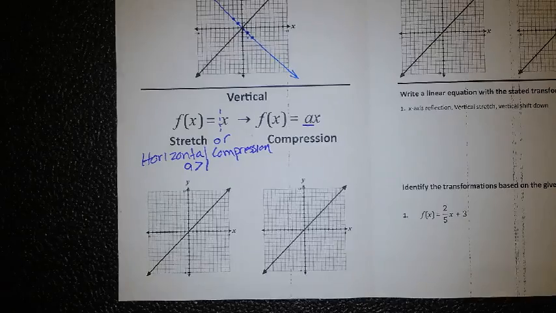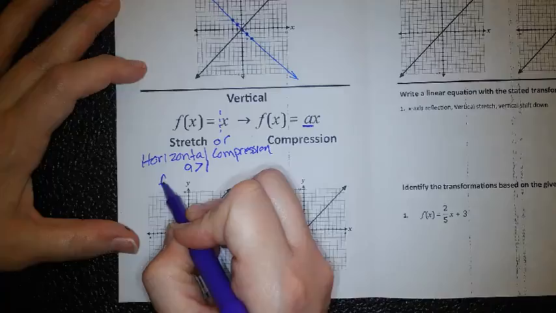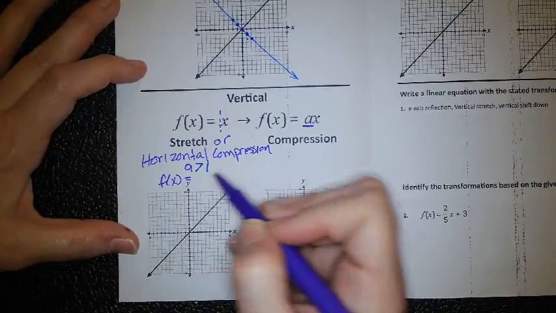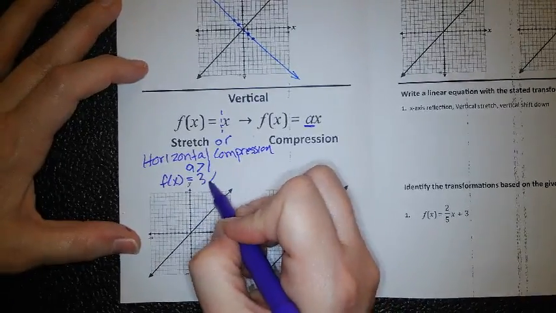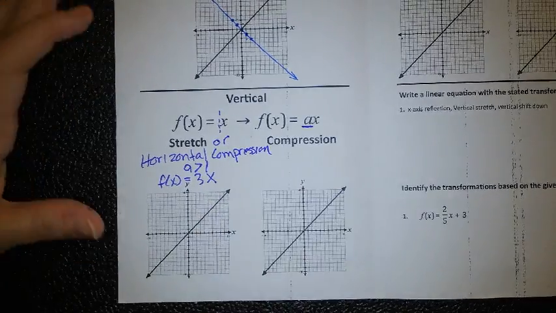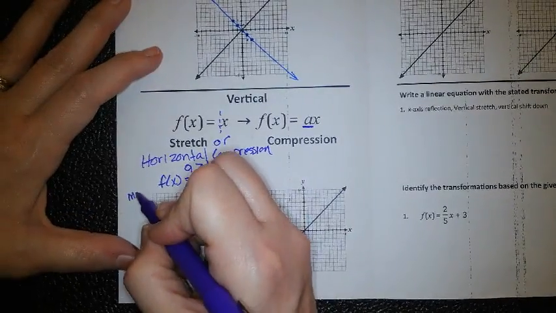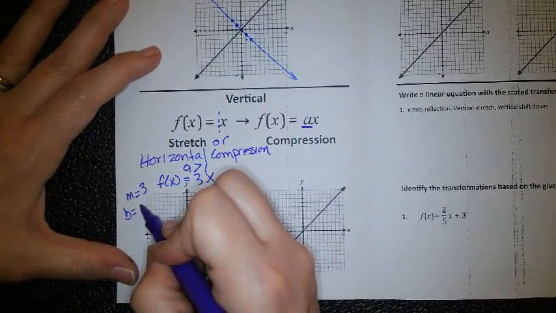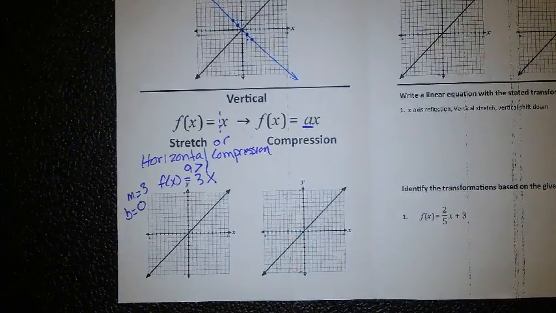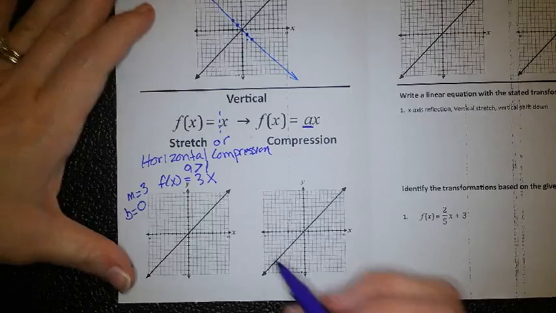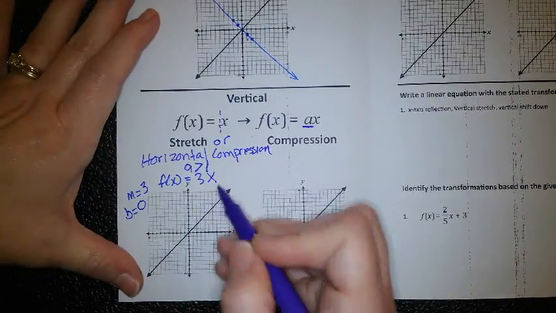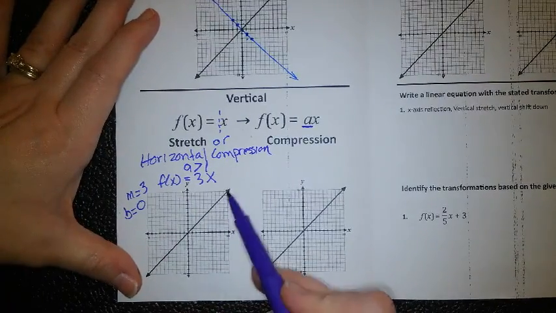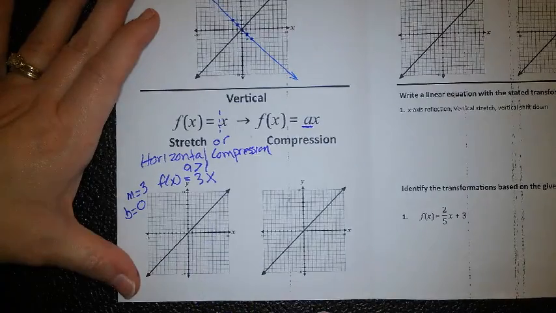Our slope becomes steeper. So let's pick a value. What if we said f of x equals maybe 3x? 3 is larger than 1. So the slope here is going to be 3. My y-intercept didn't change. It's still going to be 0. So now I'm going to plot this new line, this transformation. I'm going to plot it next to the parent function that's already here for me.